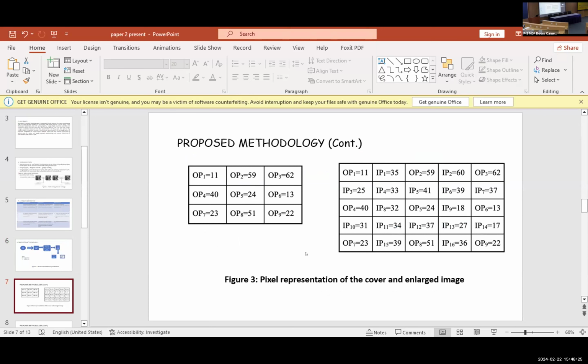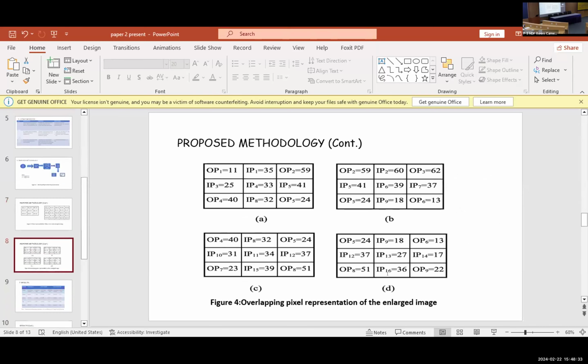In this way, we obtain our inserted pixels, and we already have our original pixels. In this way, we get our enlarged image. Now we divide the enlarged image into 3x3 blocks having overlapping pixels. Here you can see OP2, IP5, OP5 are the overlapping pixels that are present in 2 blocks.